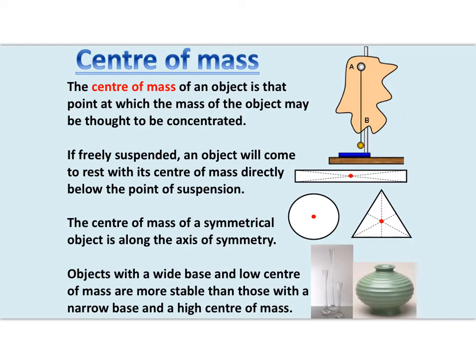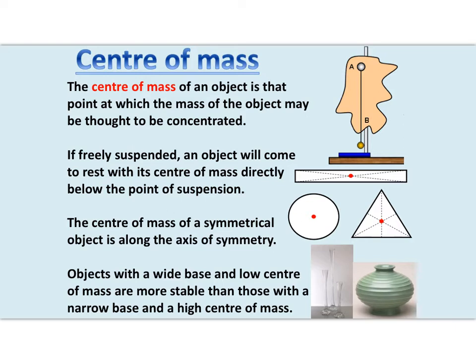For symmetrical objects, the centre of mass is along the axis of symmetry, and in some cases you need to remember that the centre of mass for some things, like a tyre, for example, wouldn't actually be in part of the object. It would be suspended in free space in the middle of the tyre.